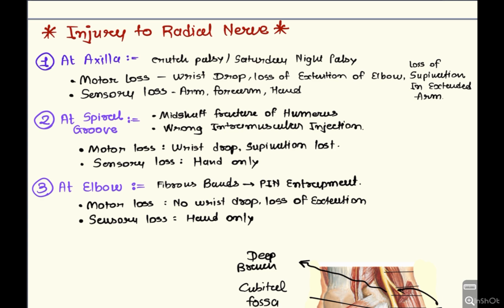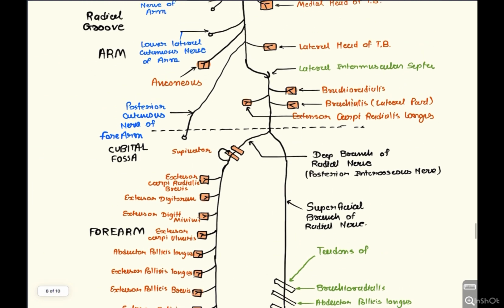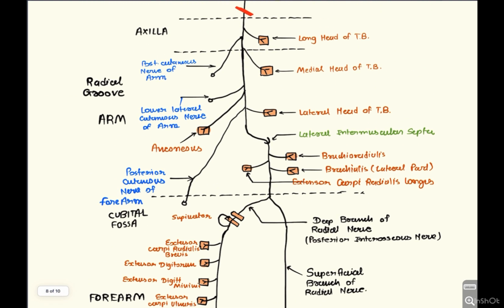If I have injury at the spiral groove, the most common causes are mid shaft fracture of humerus or wrong intramuscular injection. So there will be injury in the spiral groove to the radial nerve. So now let's see what will happen. If I have injury here, right, this is the place, this is the most common site for injury of radial nerve at the spiral groove.